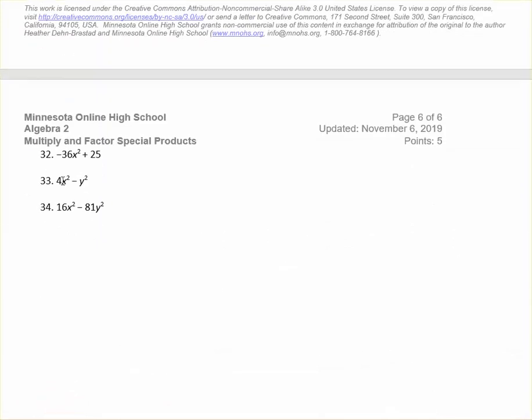So in something like 32, this is not written correctly yet. It's supposed to be something minus something. So I'm going to rewrite this as 25 minus 36x squared. So when you write this in its parentheses, it's going to look a little different because the square root of 25 is 5. There's no x on that first term. And it's the second term that would have the x. And then it would be 5 minus.